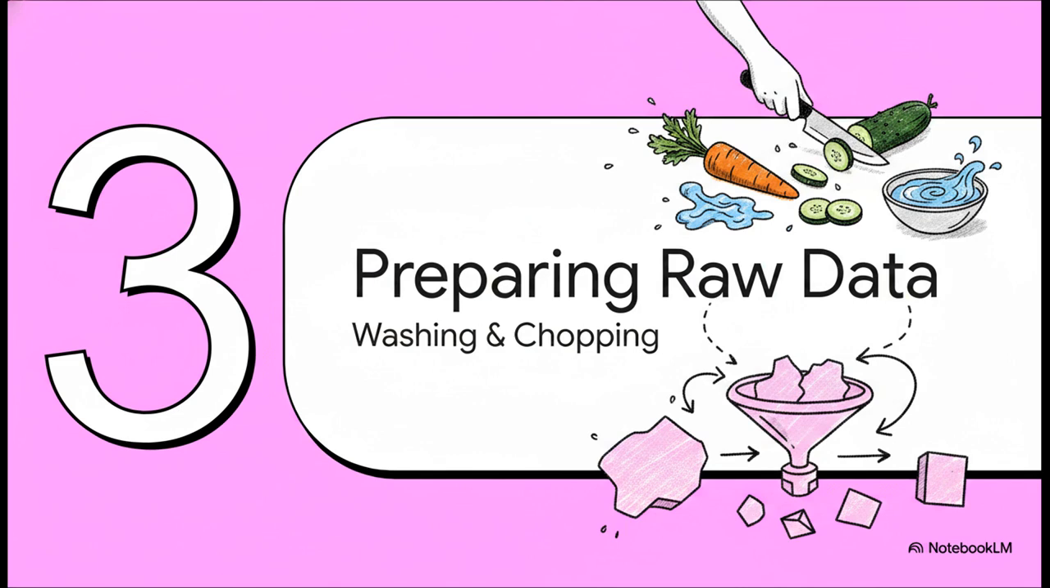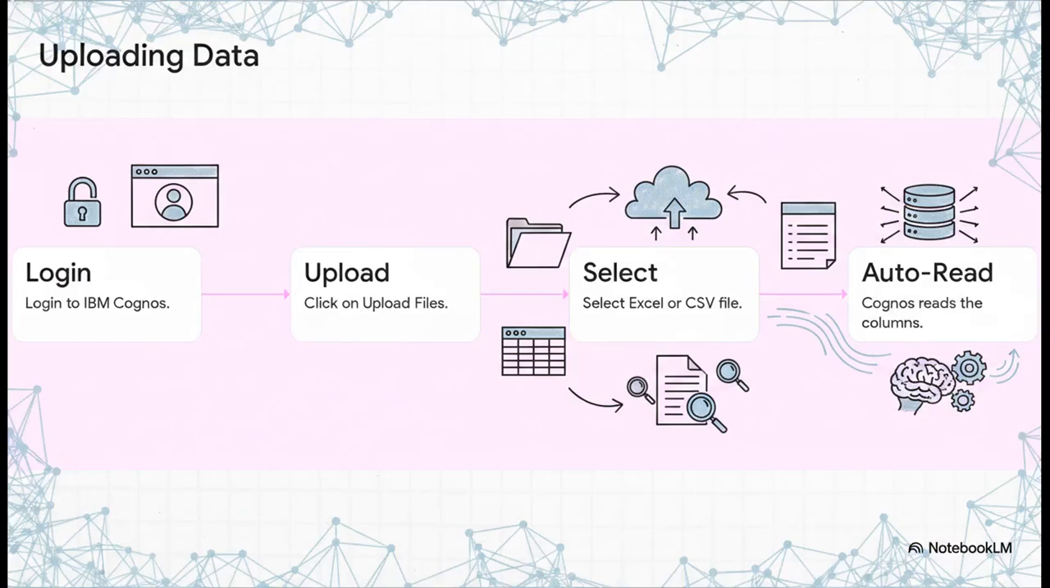All right, Section 3, preparing your raw data. Let's wash and chop those ingredients and see how this builds into the critical prep phase of our workflow. Getting your data into Cognos is a breeze. You are completely bypassing the old days of waiting weeks for IT to do it for you. The workflow is so straightforward. You just log in, click Upload Files, select your spreadsheet, and hit Upload. The magic happens instantly. The software automatically reads your columns and categorizes your data right there on the spot.